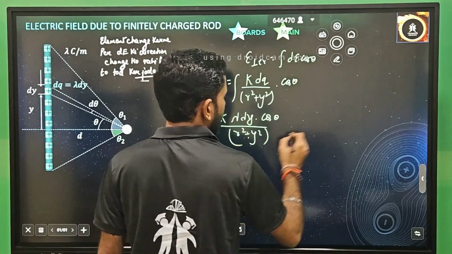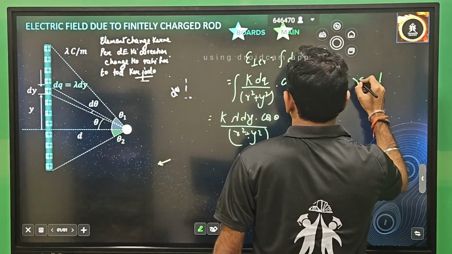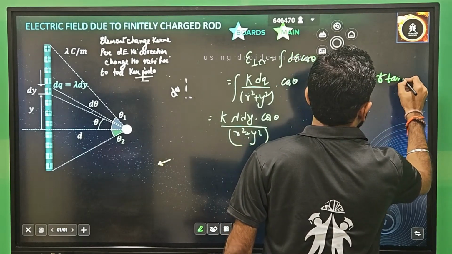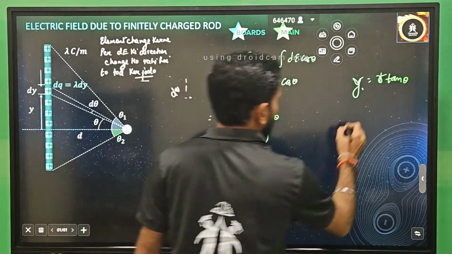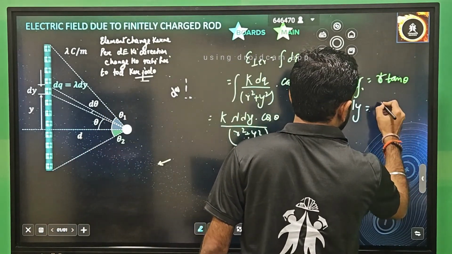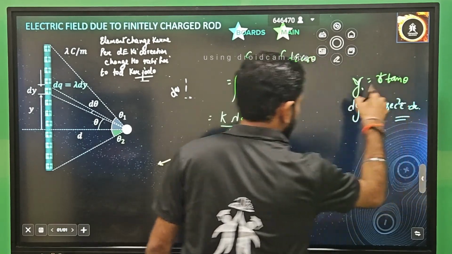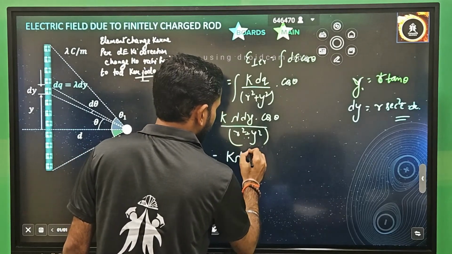Again do the substitution. y is equal to what? r tan of theta, correct? Now see, differentiate this. Differentiation will give you what? dy equals r sec square theta d theta. Differentiation will give you this. Replace dy and take the constants out of the integration.